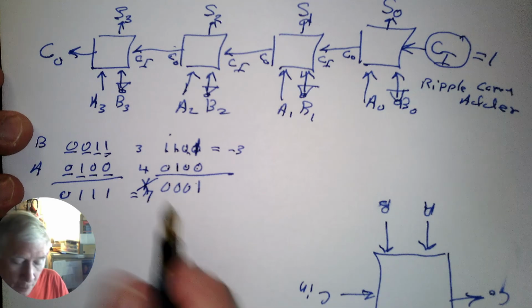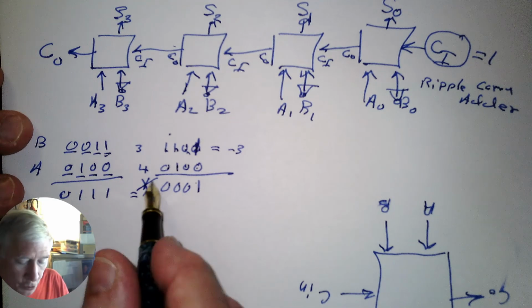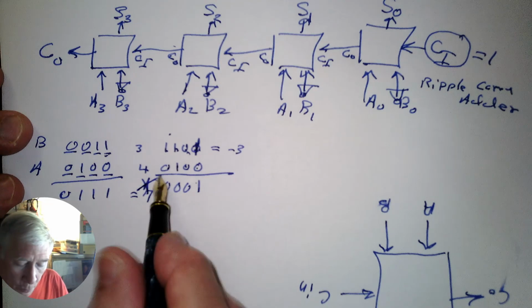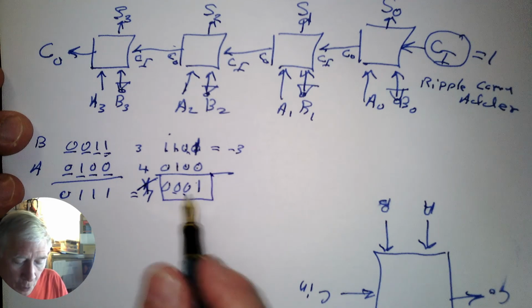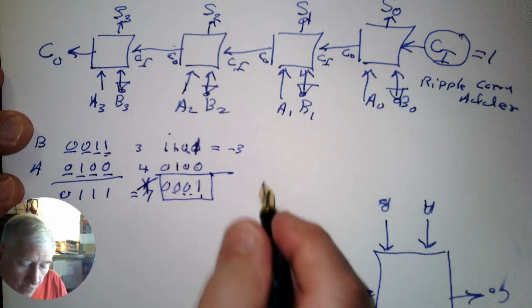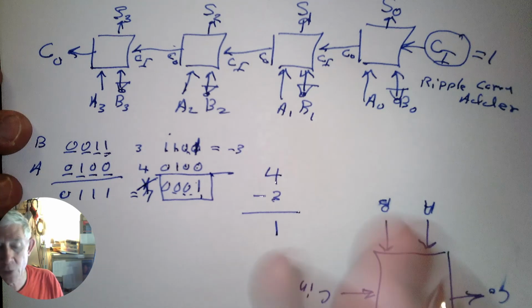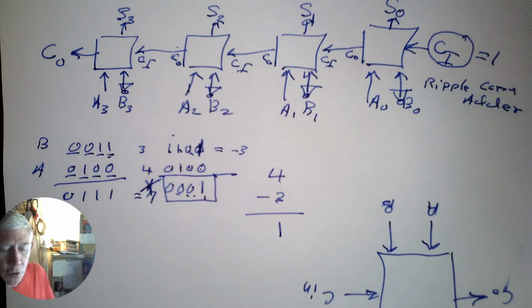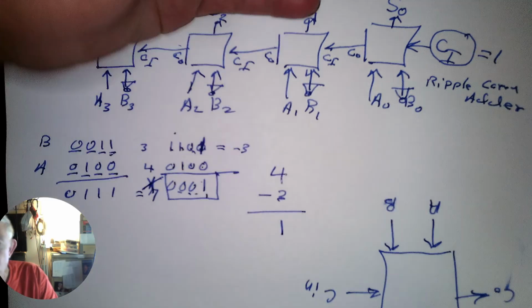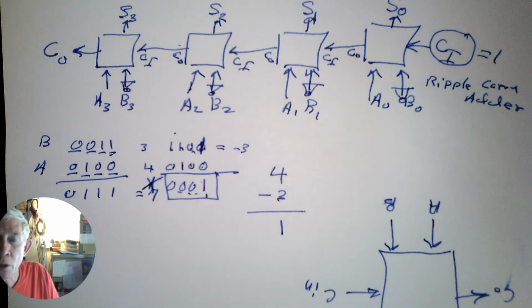4 bits. But in the case of 2's complement, we just ignore it, we throw it away, and look what we're left with, 0, 0, 0, 1. Well, if you take 4 minus 3, you get 1. And that's what we got. So we can turn this adder instantly into a subtractor by just using 2's complement, as long as we make sure we have enough bits to fit our numbers in.